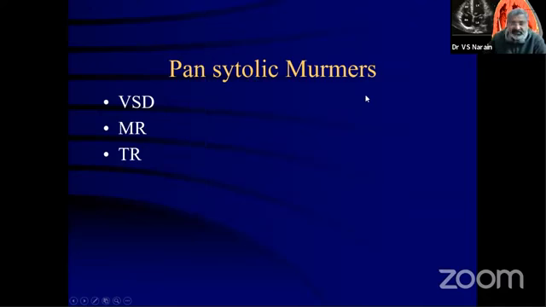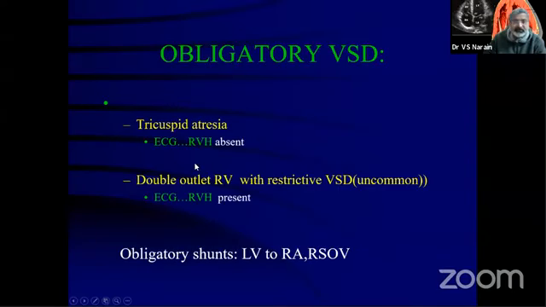Now, if you have pansystolic murmurs, then they could be because of ventricular septal defect, MR or TR. Sometimes we often ask what is an obligatory VSD and what is an obligatory shunt. An obligatory VSD is where the blood flow has to occur across the ventricular septal defect, and that is associated with tricuspid atresia and double outlet right ventricle.